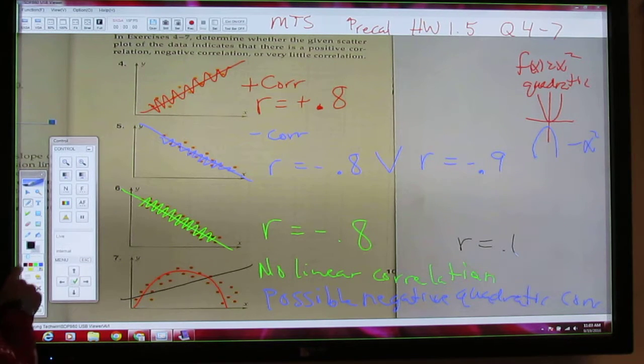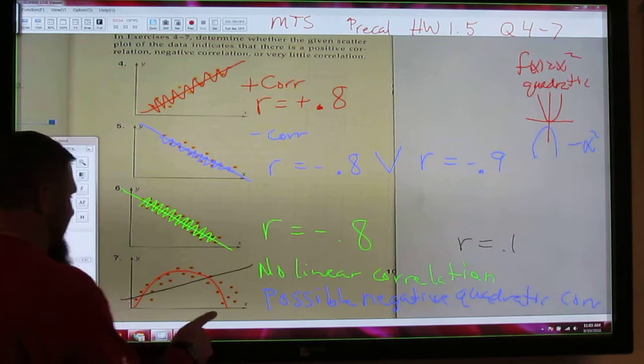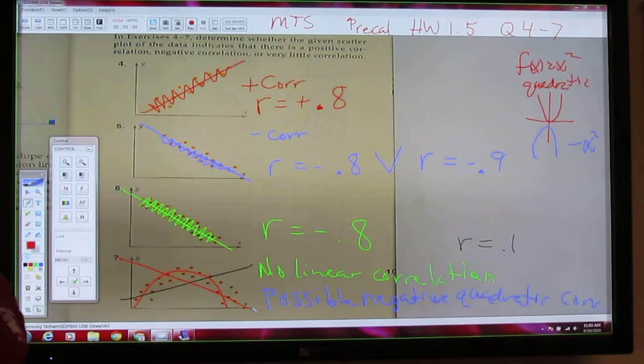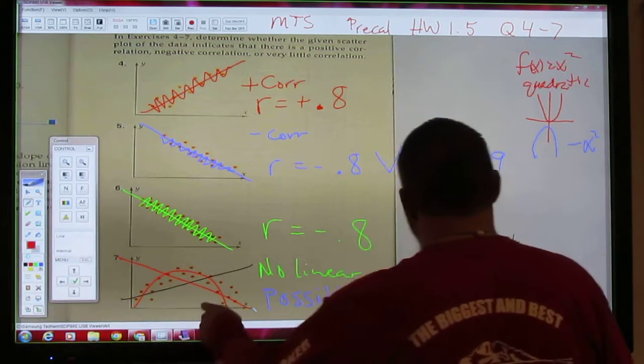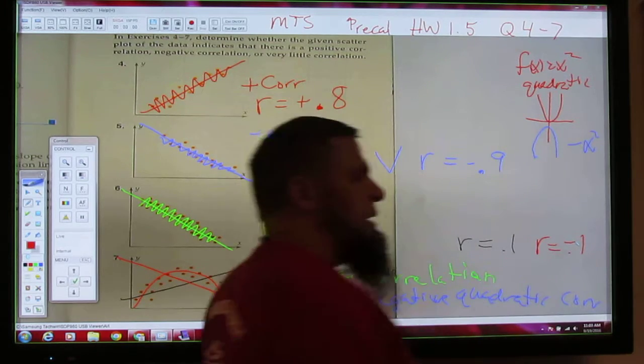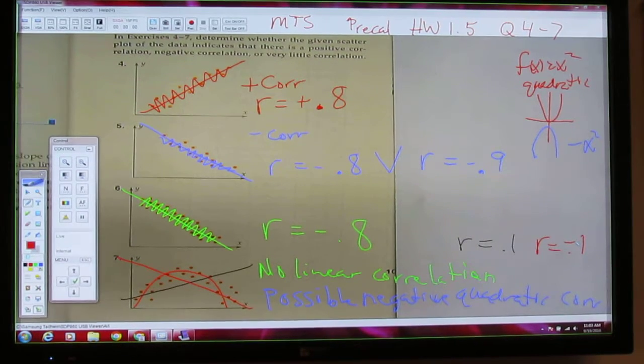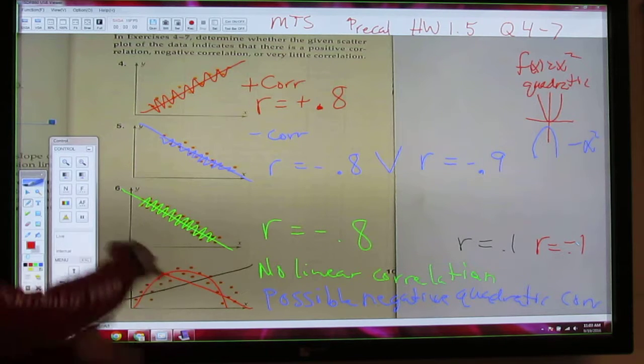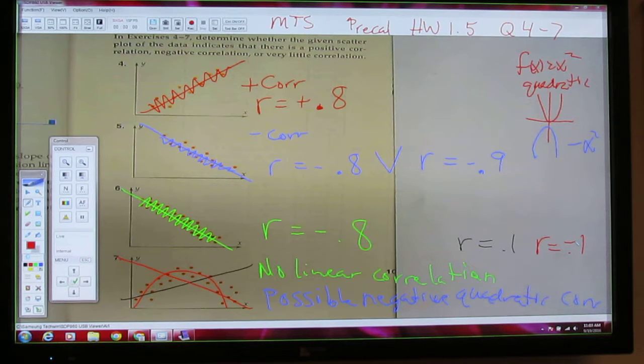And then if we went with this one, that would be a negative 0.1. Okay? The reason why that could be either is because it depends on which line you drew. Does that make sense? Yeah. Okay? And that's homework 1.5.